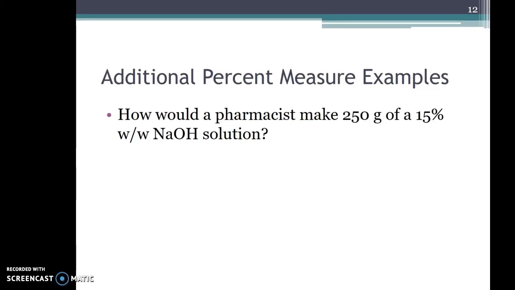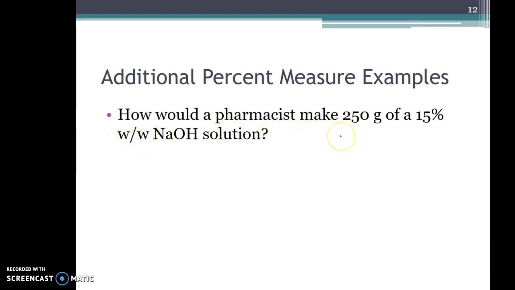This time we're looking at a percent measure example that is not an IV fluid. So let's take a moment to read. How would a pharmacist make 250 grams of a 15% W/W sodium hydroxide solution? So the first thing I want to pay attention to is that it is W/W, which means we're comparing weight to weight.